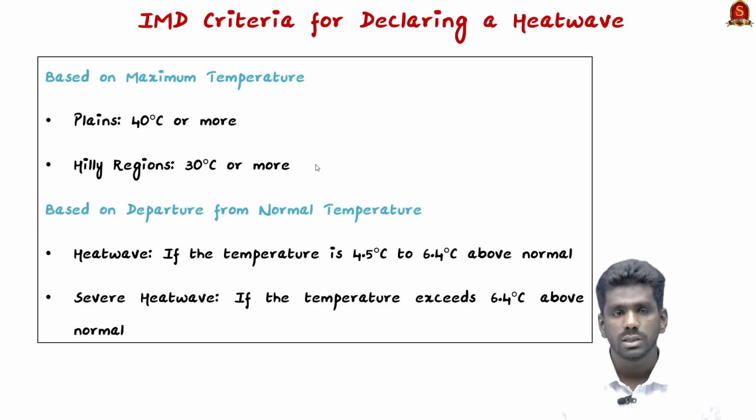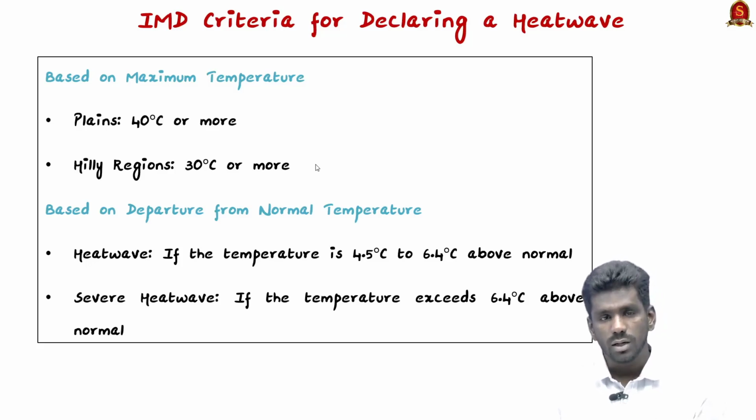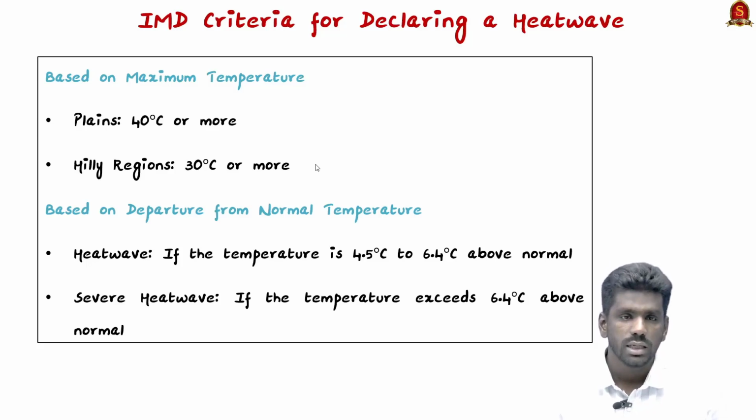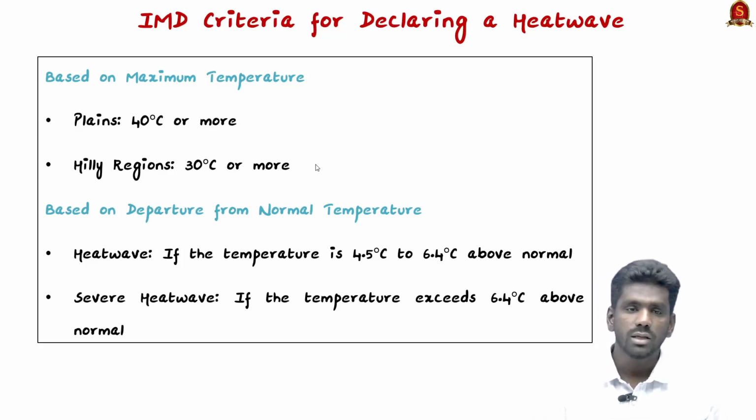Now, how is a heat wave declared? The Indian Meteorological Department uses two methods. One is based on the temperature departure and another is based on actual maximum temperature. A heat wave is declared if the temperature is 4.5 degrees Celsius to 6.4 degrees Celsius higher than the normal temperature. So if the temperature is higher than the normal temperature by 4.5 to 6.4 degrees Celsius, then the area is said to have a heat wave. If the departure is greater than 6.4 degrees Celsius, it is considered a severe heat wave. So if it is between a 4.5 and 6.4 degrees Celsius increase in temperature, then it is a heat wave, and if it crosses 6.4 degrees Celsius more than the normal temperature, then it is a severe heat wave.